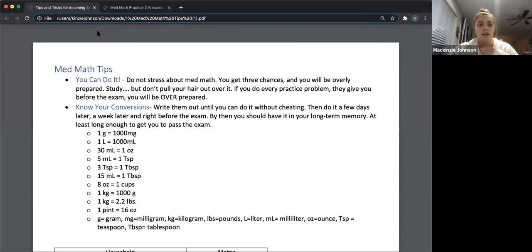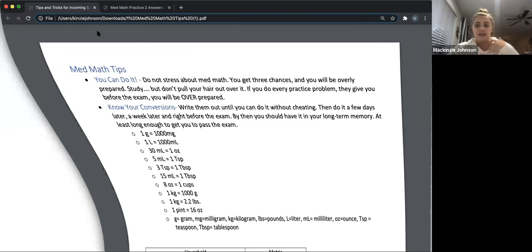The first part starts pretty basic, like standard math, just regular conversions. Round the following to the nearest tenth. I don't know if this is something that's new to you guys or not.